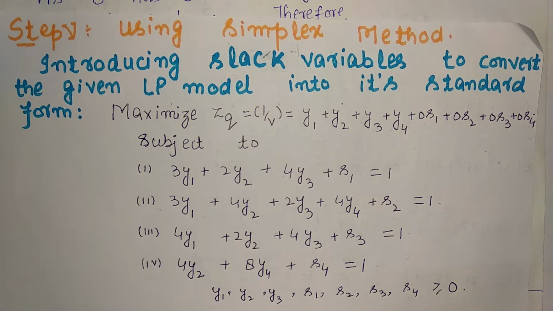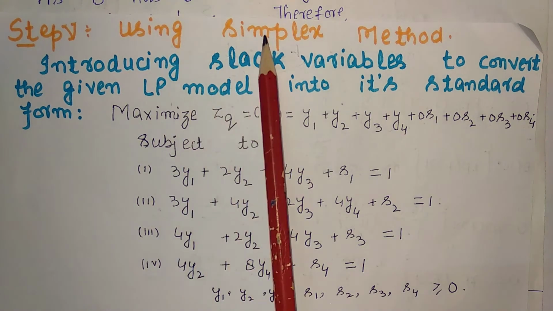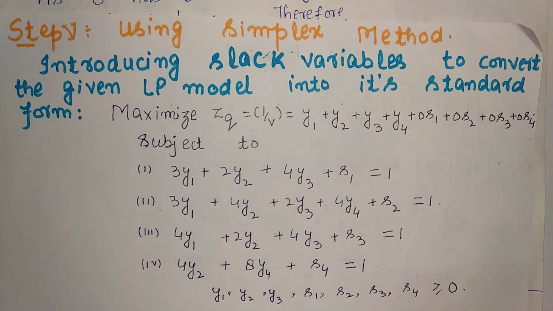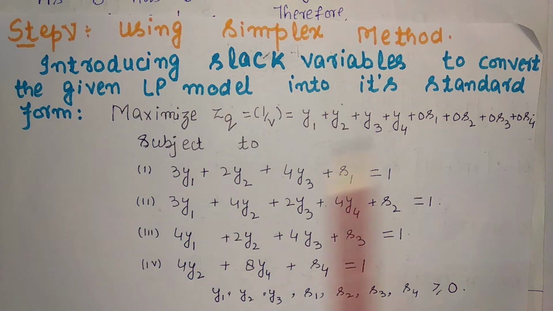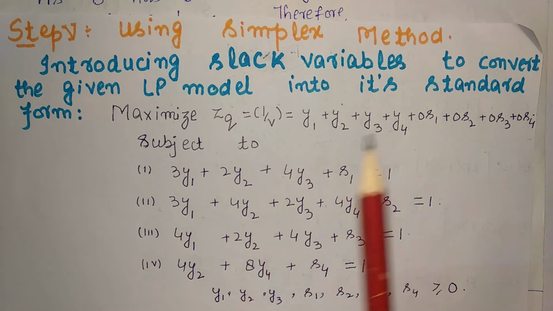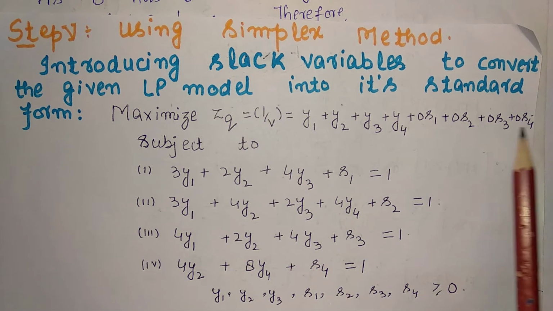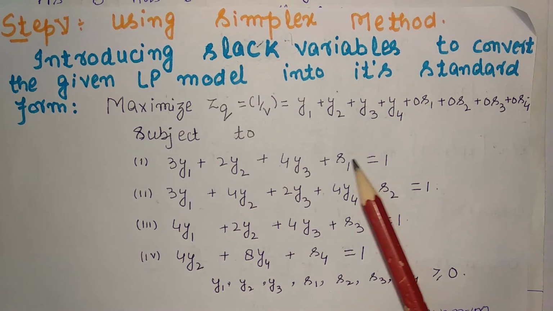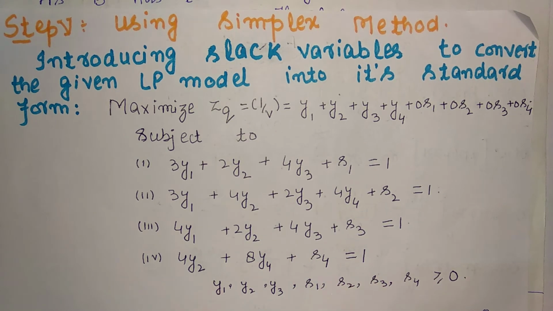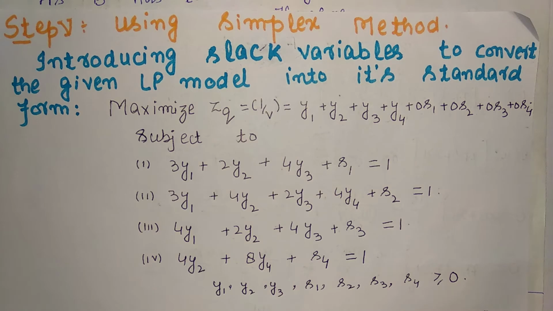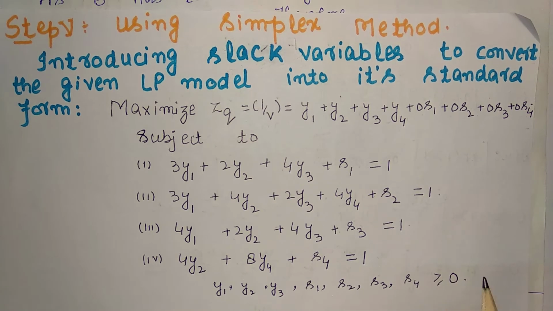Now, proceeding to step number 5, using the simplex method. In the simplex method, first of all, we introduce slack variables to convert the given linear programming model into its standard form. Here there are 4 constraints, so I will add 4 slack variables S1, S2, S3 and S4. I added S1 to the first constraint, S2 to the second, S3 to the third and S4 to the fourth. These inequalities are converted into equalities by adding the slack variables, and all the variables are greater than or equal to 0. This is the standard form of the linear programming model.